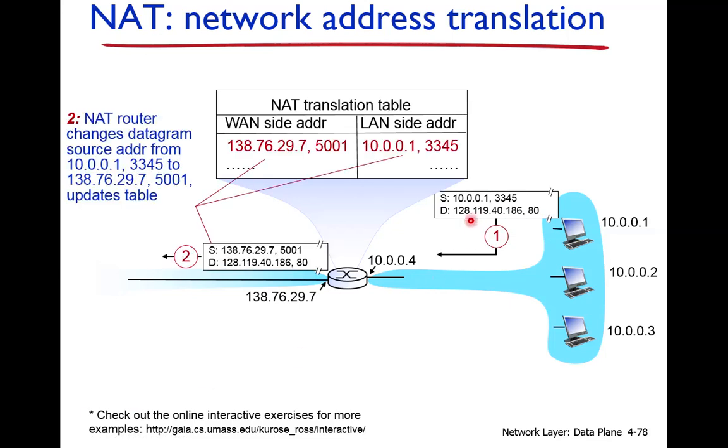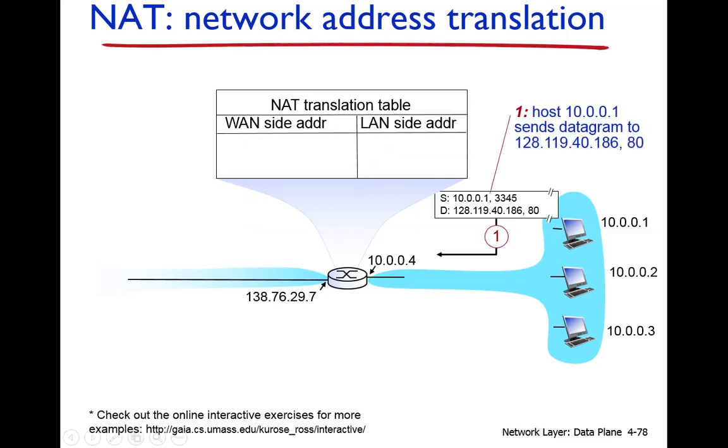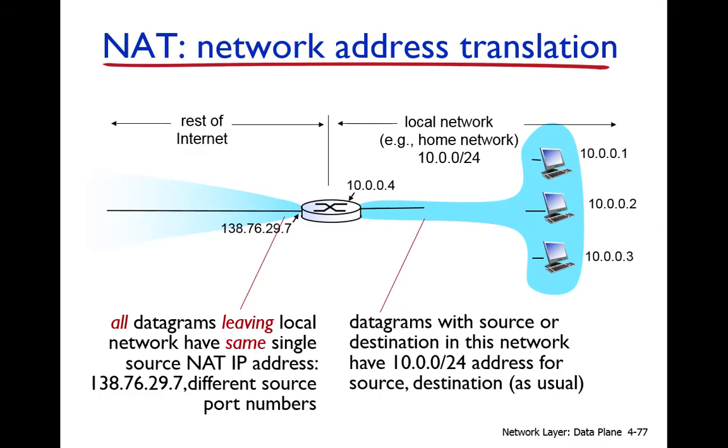When this message was sent by the gateway, before forwarding, the source IP address, this 10.1, is replaced by the public IP address of this organization, that is 138.76.29.7, and the source port number is also replaced by a port number of this gateway. So it opens up another port number for each outgoing packet, for each outgoing flow, for example 5001 in this case, so that datagrams with source or destination in this network have the IP addresses for source and destination as usual.